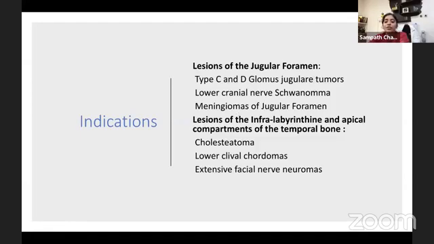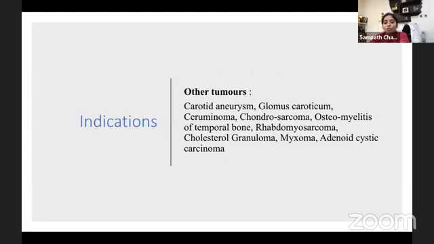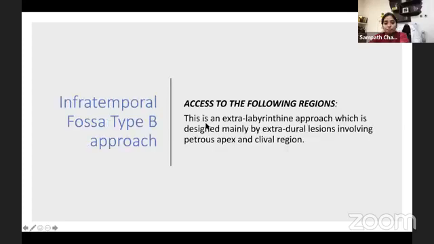So lesions of the infralabyrinthine and apical compartments of the temporal bone, such as cholesteatoma, lower clival chondromas, extensive facial neuromas. And some of the soft tissue tumors can also be excised, like rhabdomyosarcoma, cholesterol granuloma, myxoma, adenoid cystic carcinoma, and skull base osteomyelitis, and carotid aneurysm, glomus caroticum, and ceruminoma.